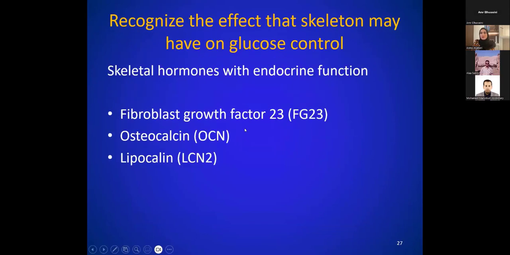Next slide. The final thing that I want to mention is a few things about the effect that the skeleton might have on glucose control. We know that the skeleton produces a couple of hormones like fibroblast growth factor 23, osteocalcin, and lipocalin. FGF23, we know, is mainly responsible for phosphaturia. And I will just mention a few things here about osteocalcin. Next slide, please.